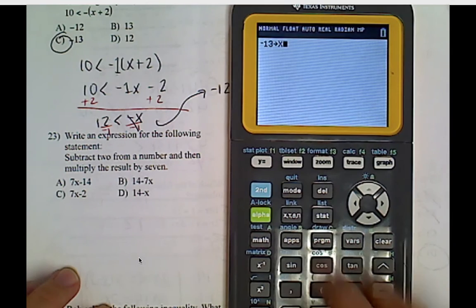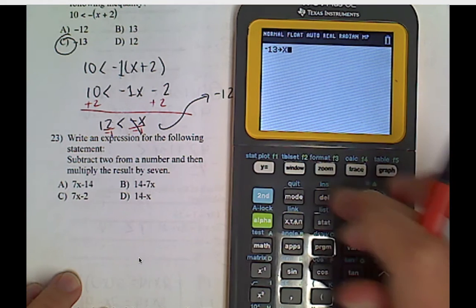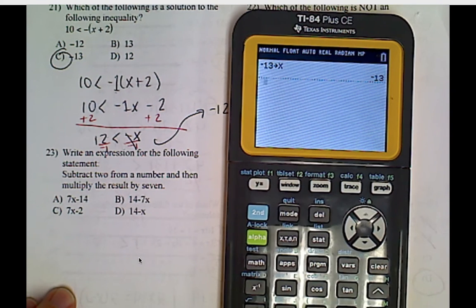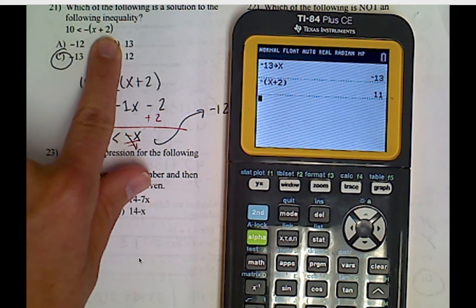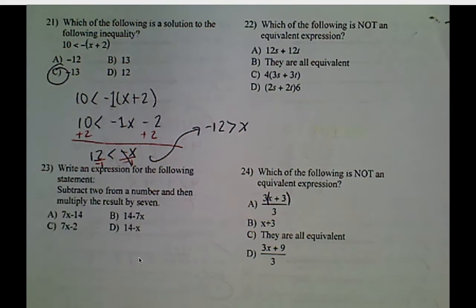If you didn't like it that way, you could do negative 13, store as x. Type in the right-hand side, negative x plus 2. And I want the right-hand side bigger than 10. And 11 is bigger than 10, so that's how you know you got the right answer.